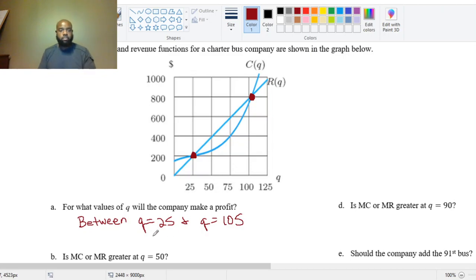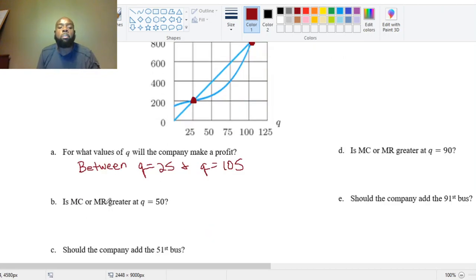All right. It says is marginal cost or marginal revenue greater at Q equals 50? Well, Q equals 50 is here. My line, this is my revenue function, right? It's that linear function. So its tangent line is the line itself. But my cost function is this curvy function. If I draw its tangent line, it looks something like that. It's not as steep as the revenue, right? So I'm going to say that marginal revenue is greater.